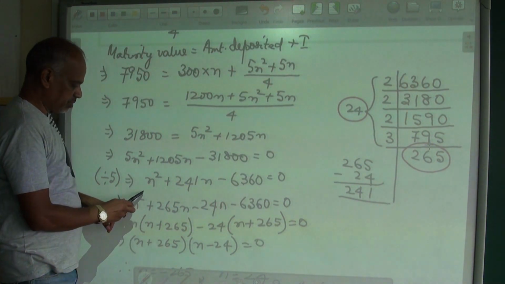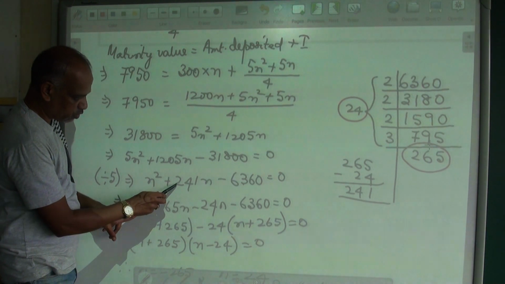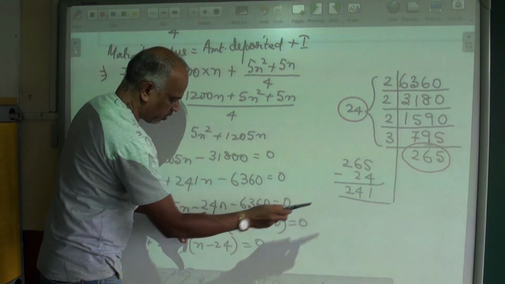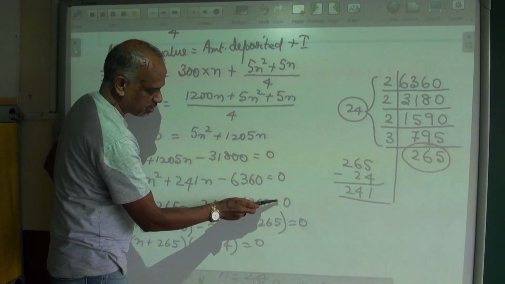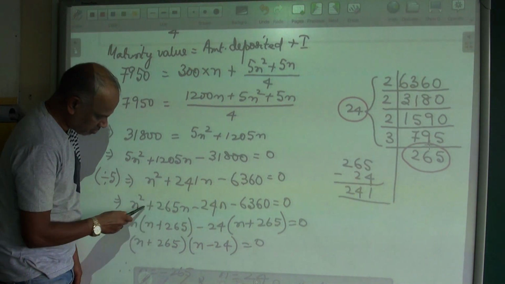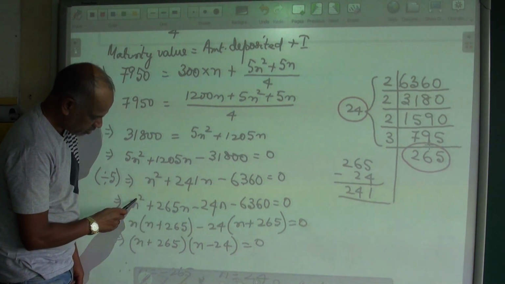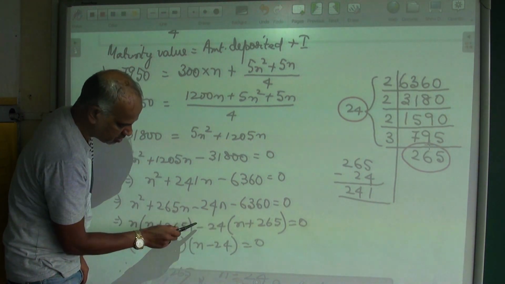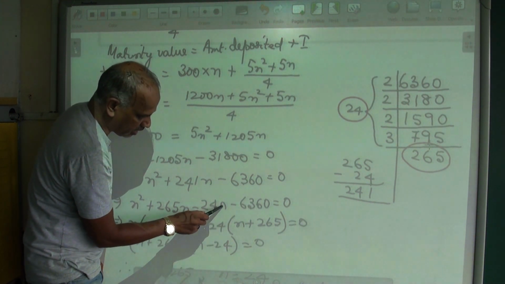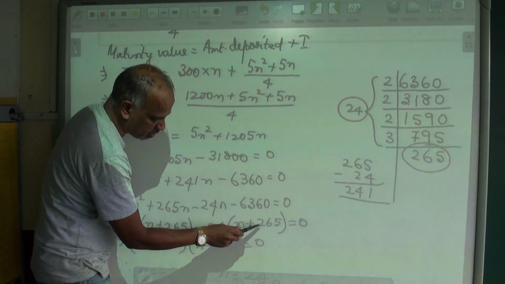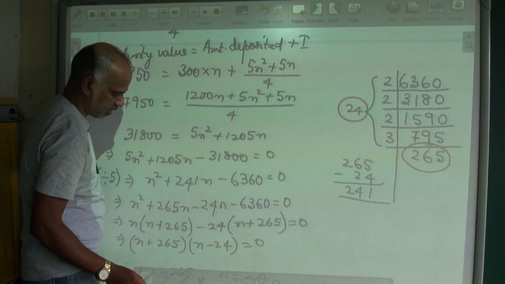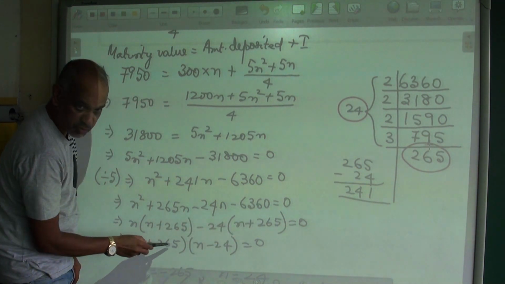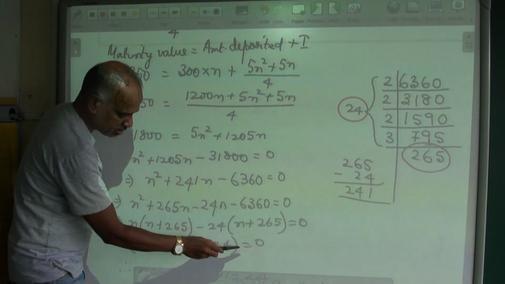So next step becomes n squared, this is same, plus 241n can be written as 265n minus 24n minus 6360 is equal to 0. From these two terms, n is common. If you remove the n, you are left with n plus 265. Minus 24 is common in these two terms, so minus 24 is taken out, and if you divide this by 24, you get n plus 265 is equal to 0. So the two factors that you are going to get are n plus 265, this one which is common, and n minus 24 is equal to 0.